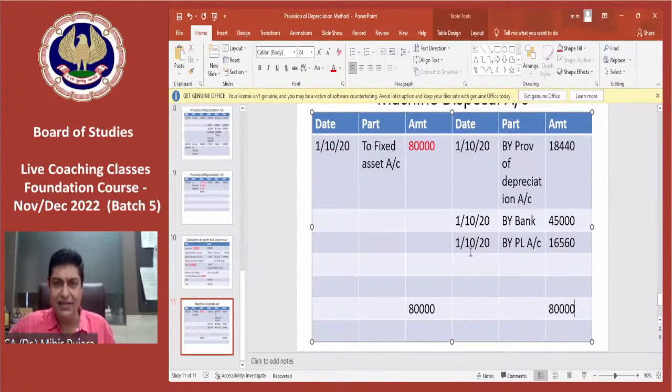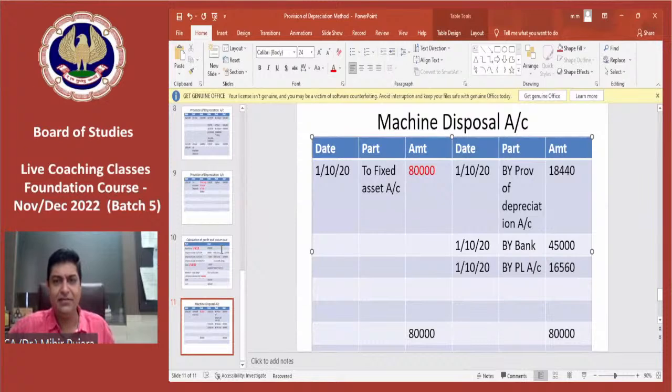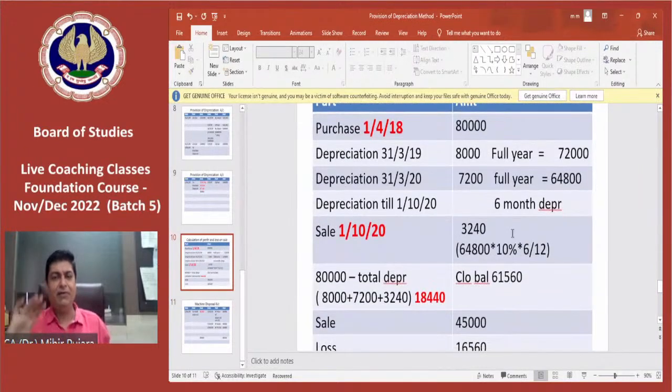Mahin, I hope now it is clear. Loss will be debit to the PL account. Okay. Sakshi, I hope now it is clear. Mahin, I hope now it is clear. Right? And this is nothing but table format of this. Okay.